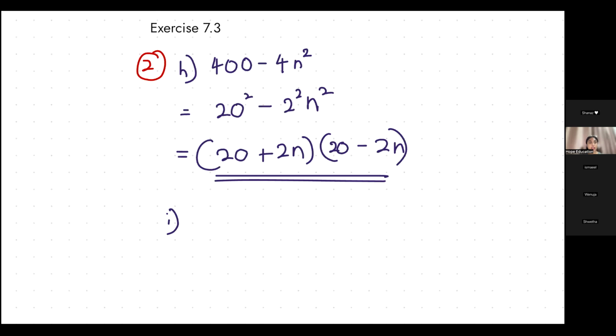Then we have I. I is 8x squared minus 2. Now there's a little bit of a problem here. Is 8 a square of something? Yes or no? Quickly tell me, is 8 a square of something? Four? No, 4 squared is 16.